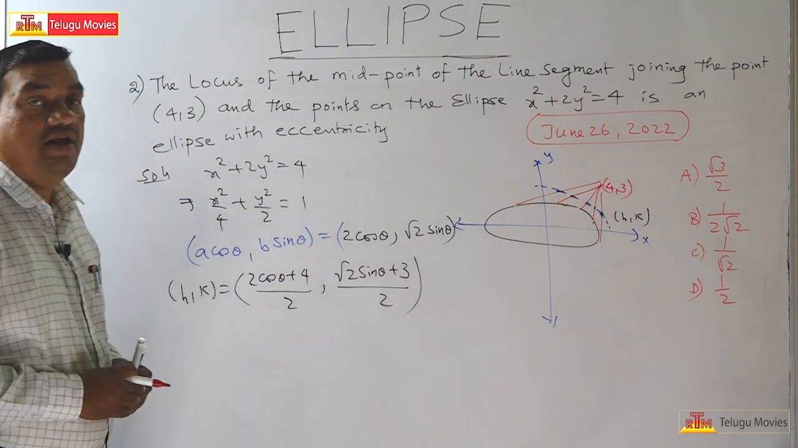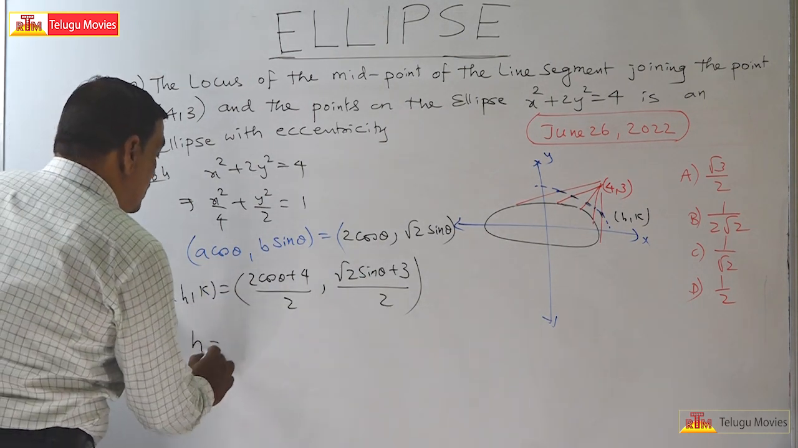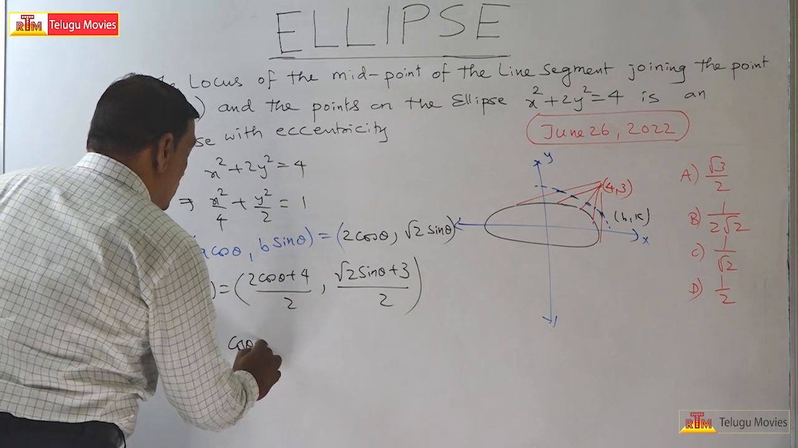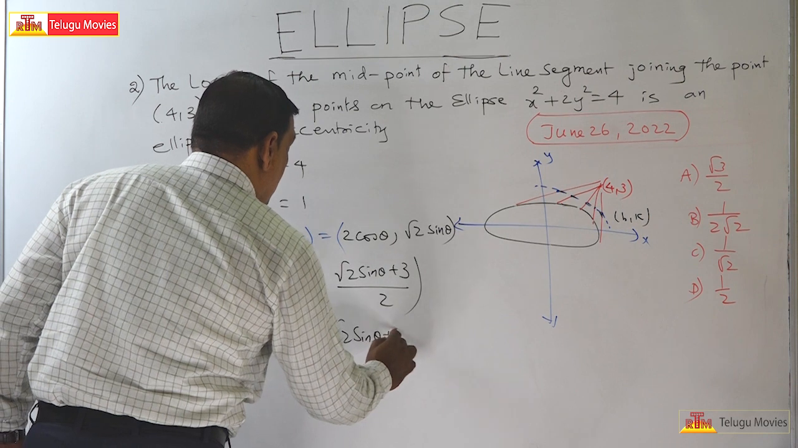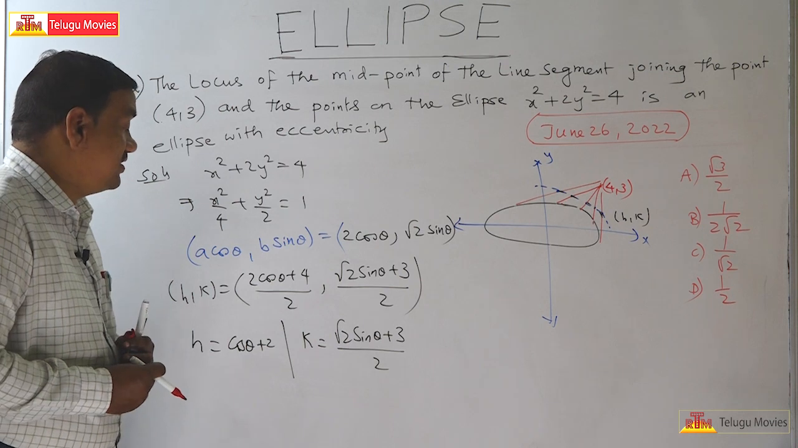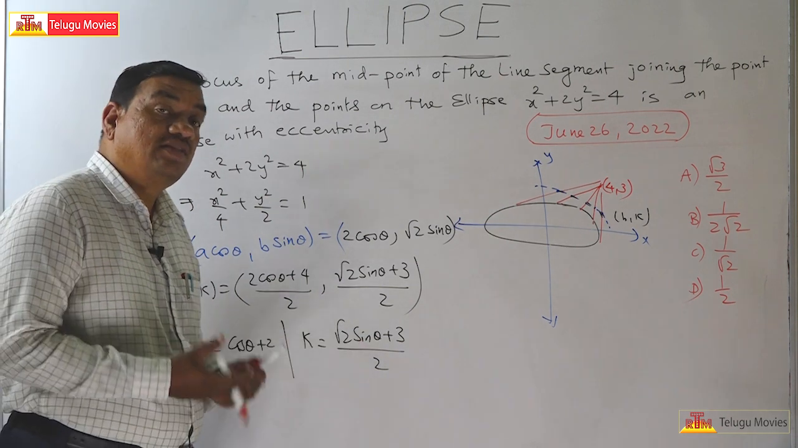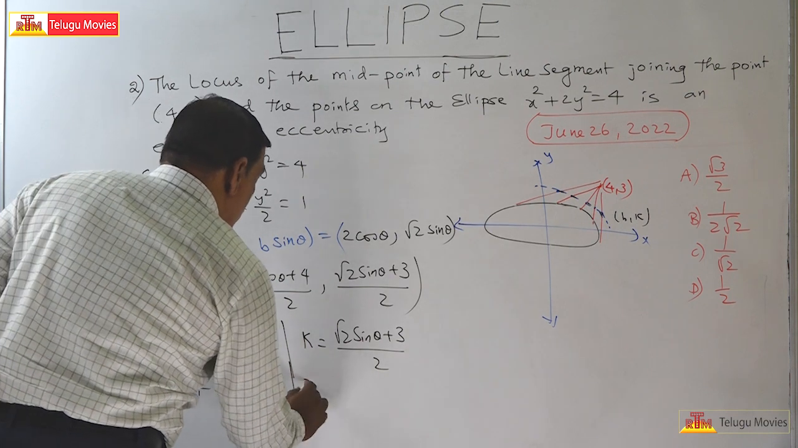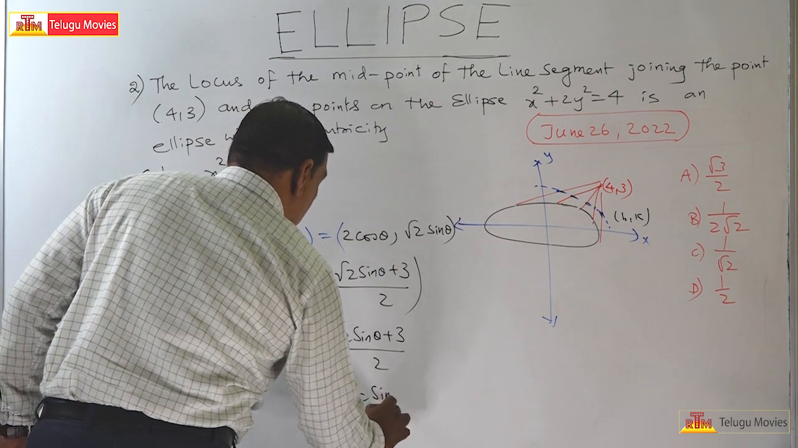Okay, now our aim is to remove this cos theta and sin theta. So, h is equal to, we can take 2 common and cancel it here, so h is equal to cos theta plus 2, and k is equal to (root 2 sin theta plus 3) by 2. Okay, now we got 2 equations in cos theta and sin theta, so we will eliminate theta. How to eliminate here? Write cos theta as the subject, and here also sin theta as the subject. So, h minus 2 is equal to cos theta, and (2k minus 3) by root 2 is equal to sin theta.